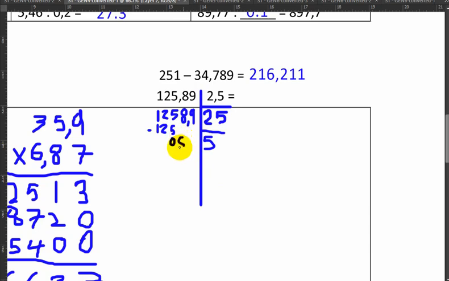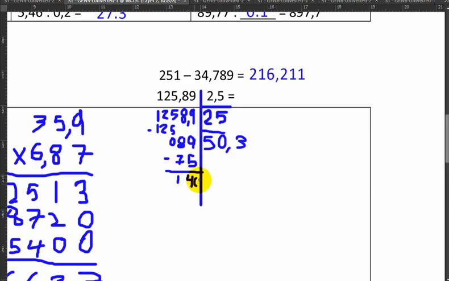Carry down the 8. Doesn't fit into the 8. But to carry down the next number, I'm going to put a 0. And then to carry down the next number, I have to cross the decimal point. So I'm going to put a decimal point in my quotient. And I carry down 9. This 25 fits 3 times into 89. 3 times 25 makes 75. This subtraction gives us 14.